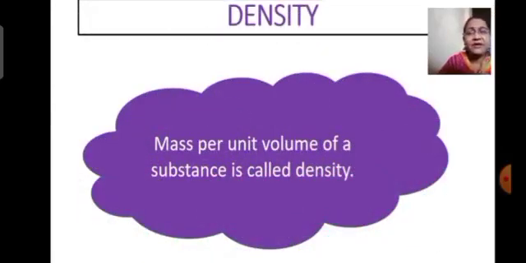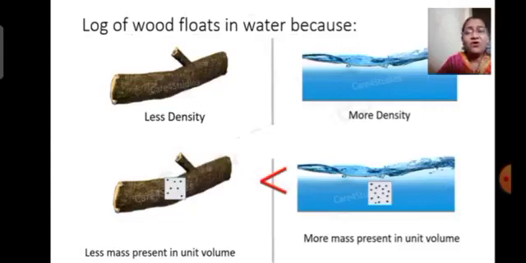And the reason behind this is the density. What is density, children? Mass per unit volume of a substance is called its density. Now we will see density in detail. Log of wood floats in water because the density of log of wood is less than the density of water. What is the meaning of density over here, children?